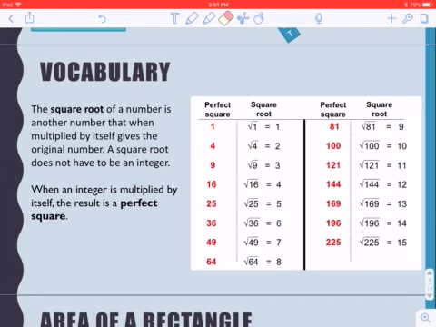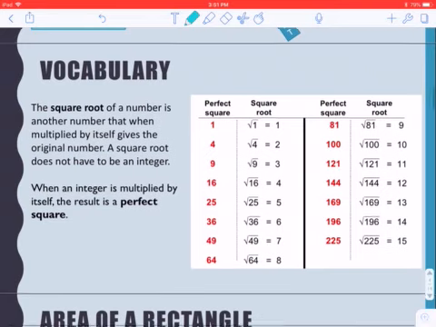So if you look at this table, it's the first 15 perfect squares. So 1 times 1 is 1, 2 times 2 is 4, 3 times 3 is 9, 4 times 4 is 16, and so on. So the square root of 1 is 1, the square root of 4 is 2, the square root of 9 is 3, the square root of 16 is 4. I will expect you to be able to tell me the first 15 perfect squares. So this table is pretty important.